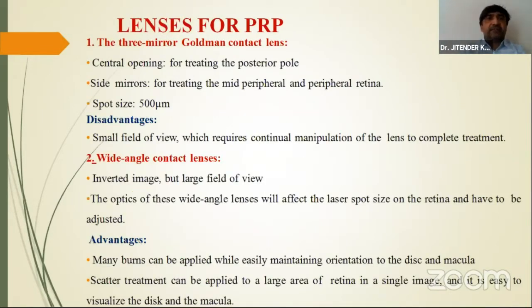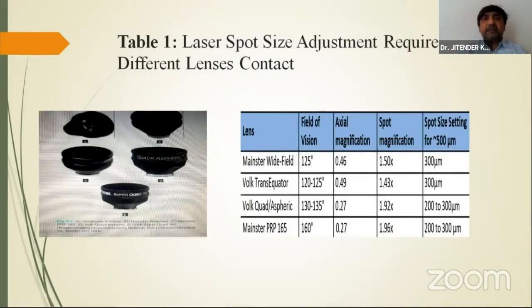The lenses are the 3-mirror Goldmann contact lens, which has the disadvantage of a small field of view, requiring continuous manipulation of the lens to complete the treatment. And the wide-angle contact lenses have the advantage that we need minimal manipulation and the laser can be completed in a single sitting. The laser spot size has to be adjusted according to the different lenses used.